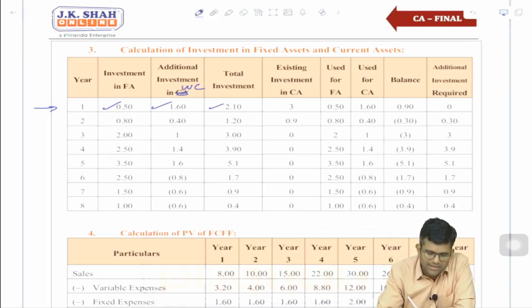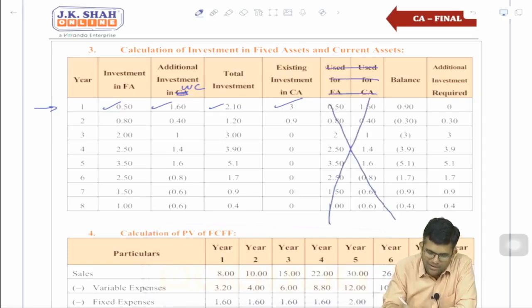Now existing investment, can I say, uncle has already given 3. Out of 3, used for FA, used for CA, no need. Everyone clear? Of course, used for everything. Okay. So existing investment is 3. Correct? Now additional investment required therefore is 0, because out of 3, this entire 2.1 is taken care of. So nothing is required.